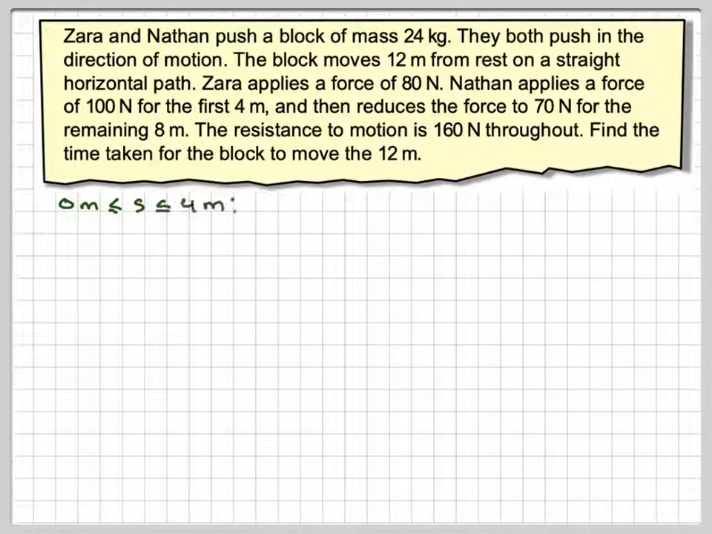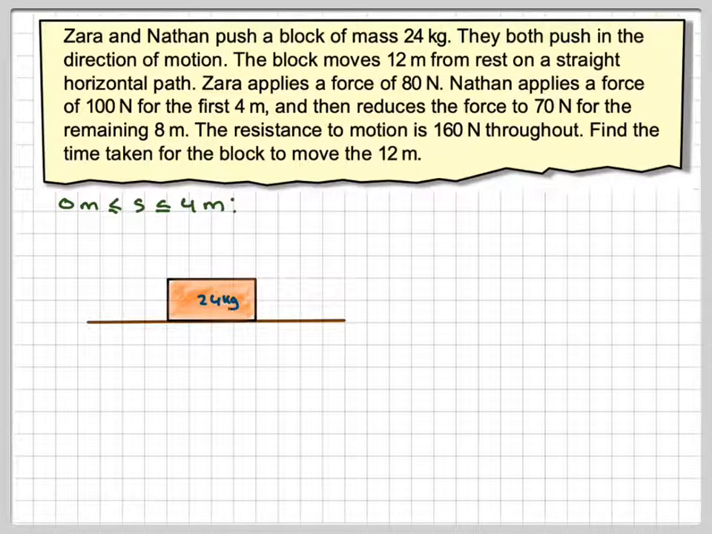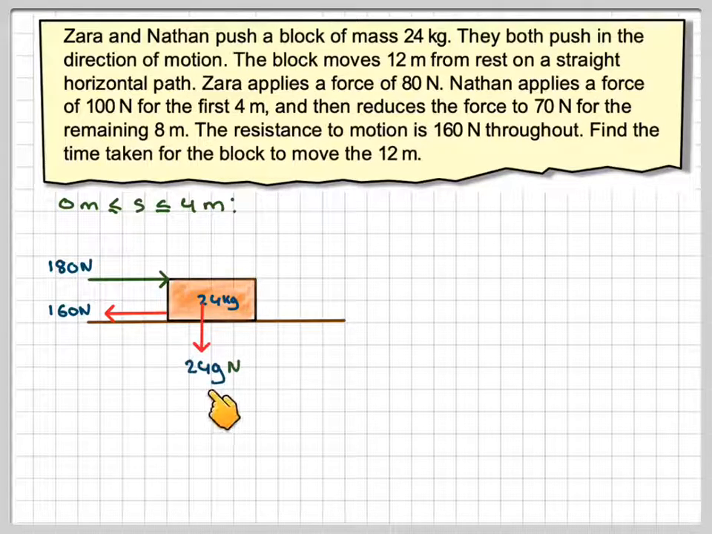So, S being between 0 and 4, drawing a force diagram, we're going to have 24 kilogram, we're going to have 180 newtons force, a combined force from Zara and Nathan, the resistance force of 160 newtons, the weight acting downward is 24 g newtons. It doesn't really come into this problem, but it's always a good idea to put it on. And then R newtons is the reaction force, and we've got this is a meters per second squared.